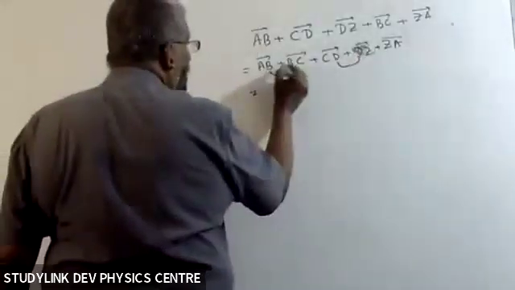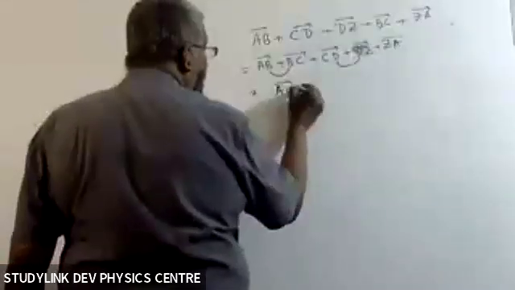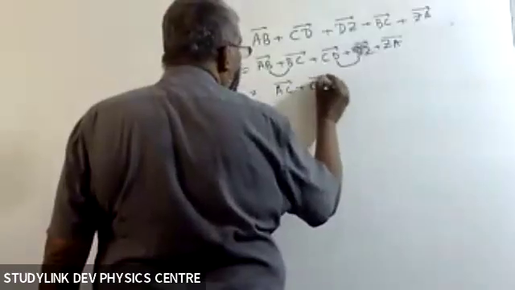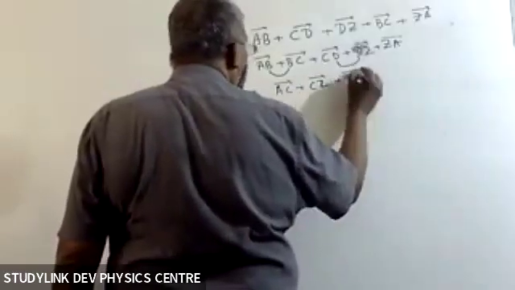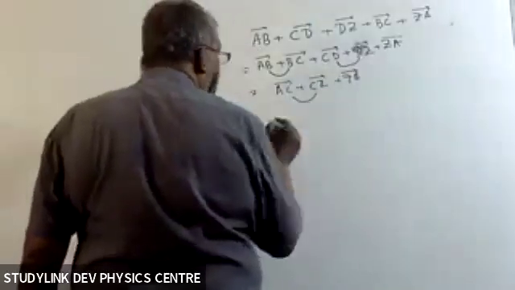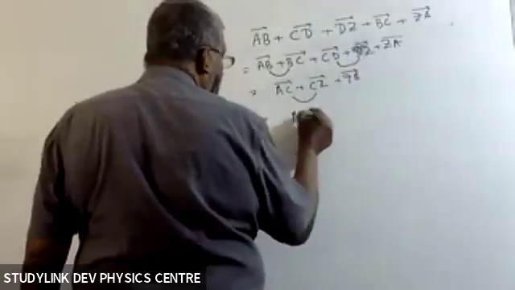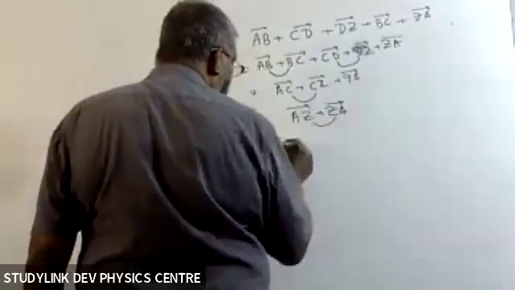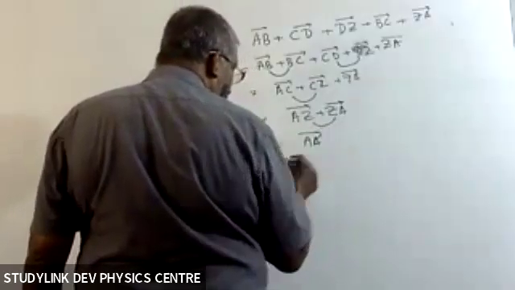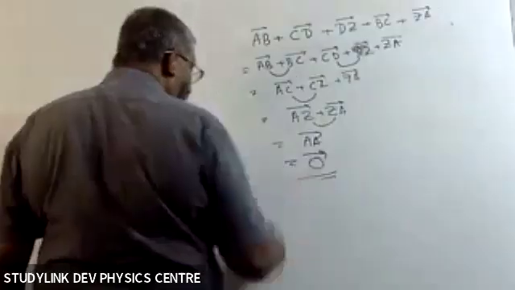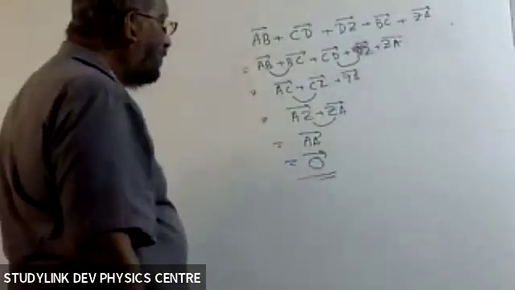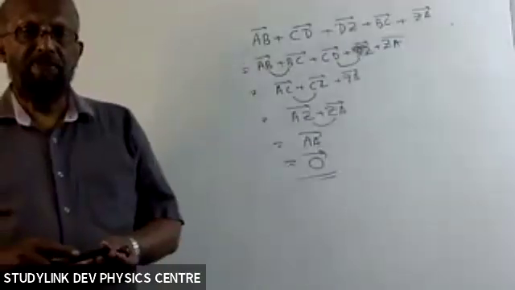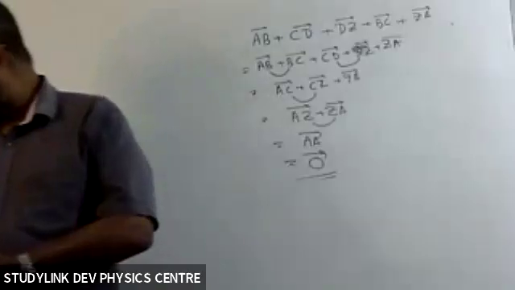So therefore, AB plus BC is AC. CD plus DZ is CZ, plus ZD. These two can be added. Then you get AZ plus ZD, the remaining one. These two are added, you get AA. AA means 0. The addition is equal to the null vector. Right, go ahead with that.